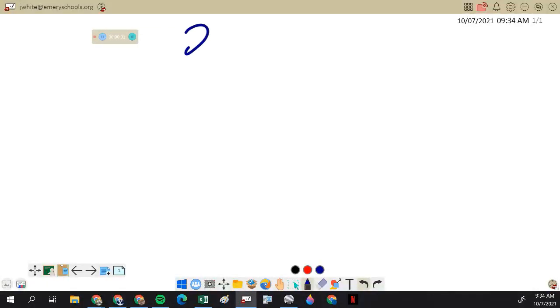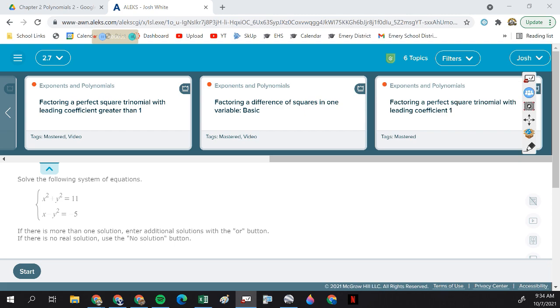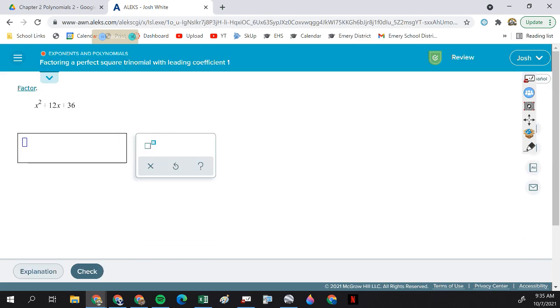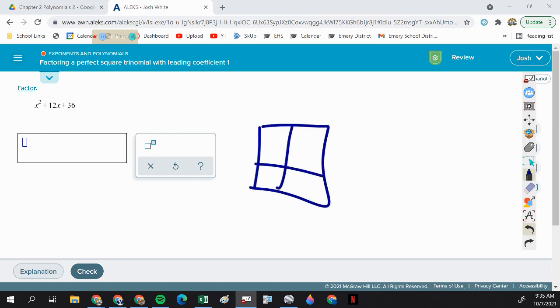We are on 2.7. So, okay. How do we factor these? We use the box. You stick in x squared and 36. Multiply those together.